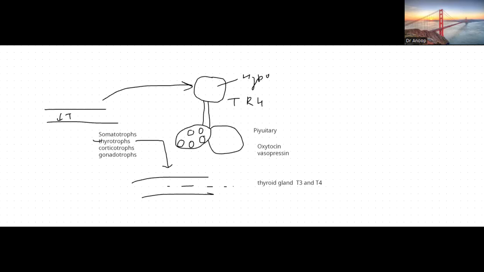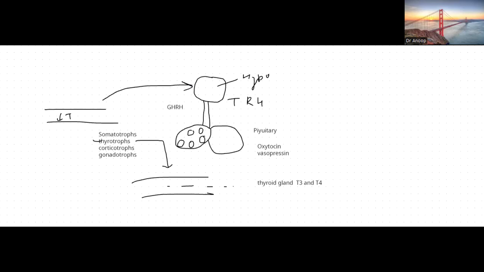GHRH, growth hormone releasing hormone, is released by the hypothalamus. This growth hormone releasing hormone acts on somatotrophs. These somatotrophs do the synthesis and release of growth hormone, which reaches the systemic circulation, acts on target cells and target tissues, and does the growth of particular cells, right?